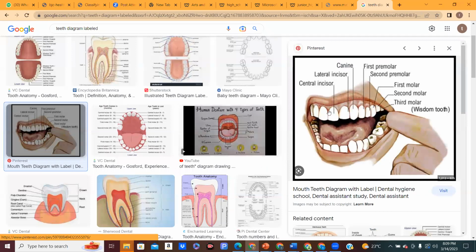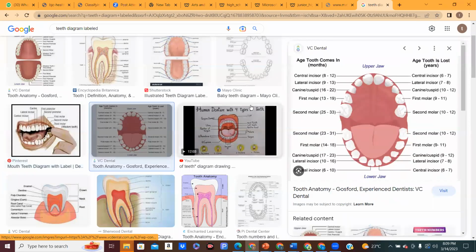So this is your inside, right up. So you see, this is the inside, this is 1, this is 2, this is 3, this is 4. So 4 of them on top, and then 4 of them at the bottom. That's your incisors. Okay. Let me show you another diagram.